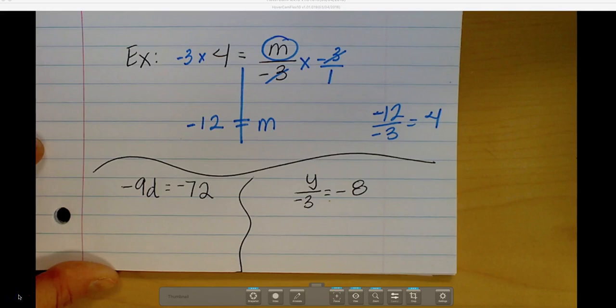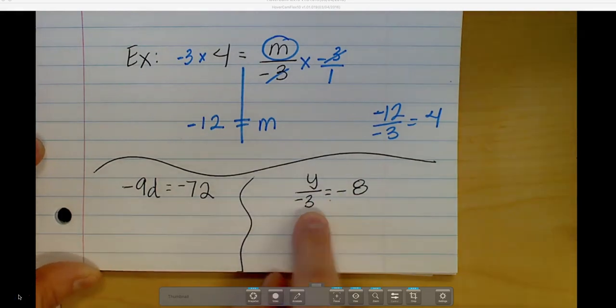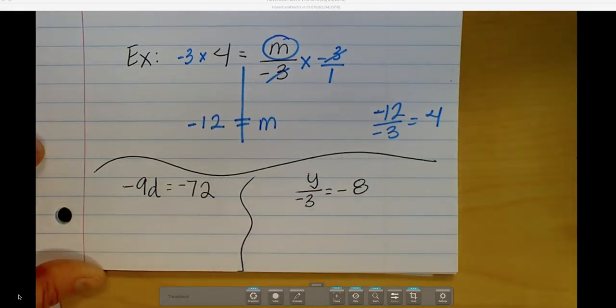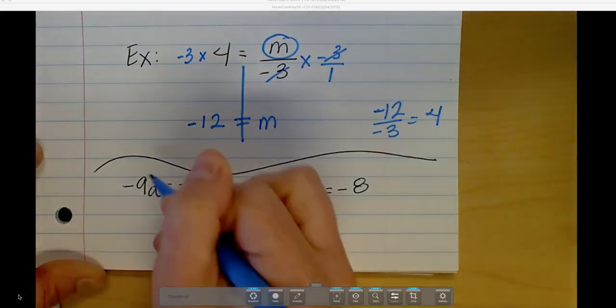Here are the two kinds of problems we're going to see today. We have multiplication problems where we have to find the variable, and division problems where we have to find the variable. In order to solve these, we do the opposite. So in this case, be careful. Don't think you can add 9 here. This is a multiplication problem. That 9 and the d are right next to each other.